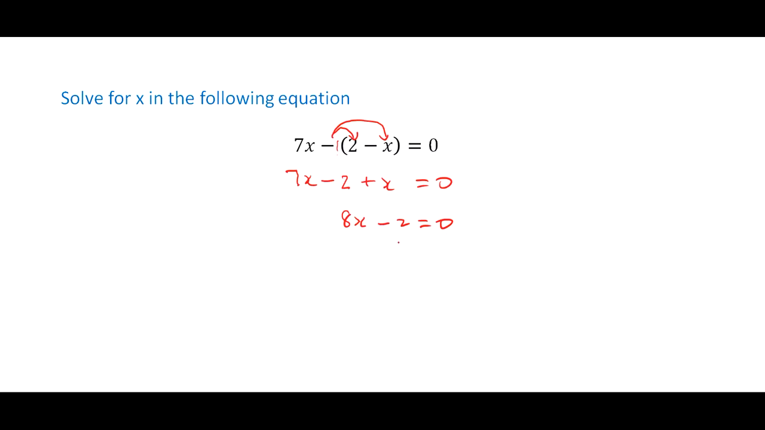In order to get rid of the minus 2, I need to add 2 to both sides of the equation. So we end up with 8x is equal to 2. And therefore x is equal to 2 over 8, which is equal to 1 quarter. Okay.